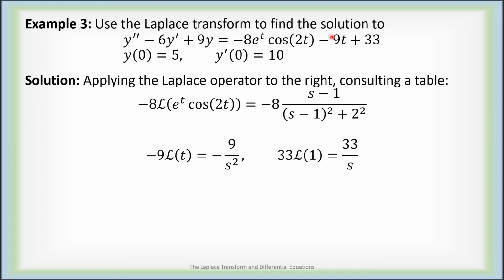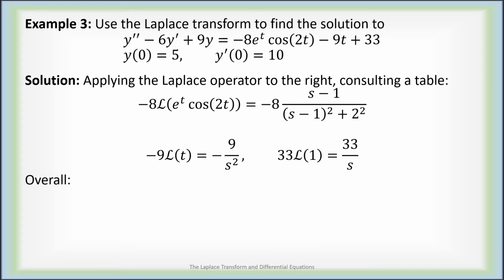Next, we have to take negative 9 times the Laplace transform of t. The Laplace transform of t is 1 over s squared, so we just get negative 9 over s squared, and the Laplace transform of a constant is 1 over s. So the Laplace transform of 33 is just going to be 33 over s.